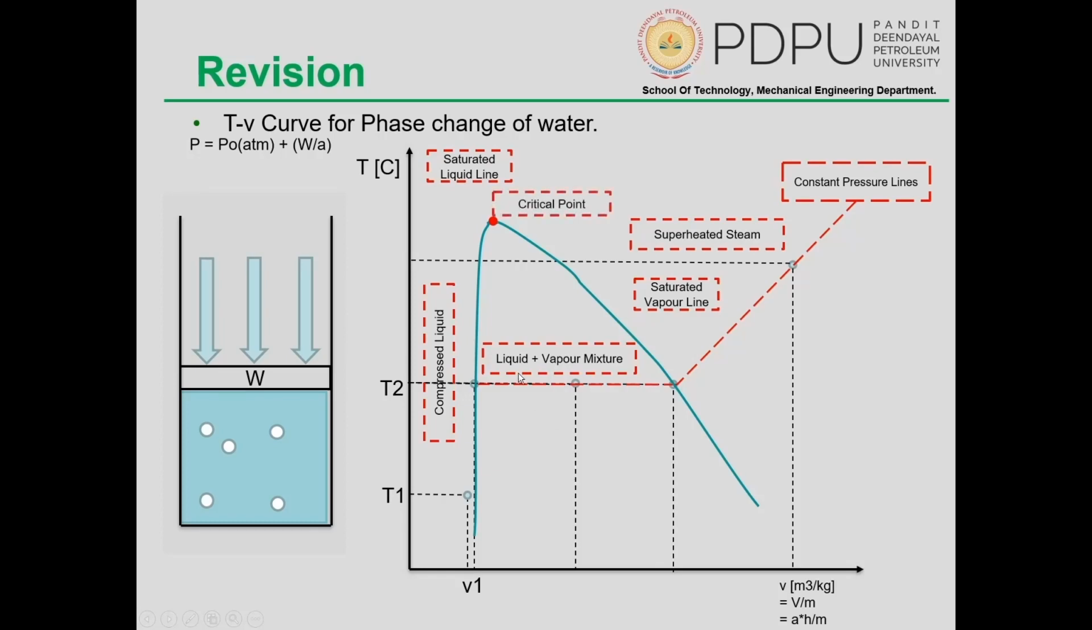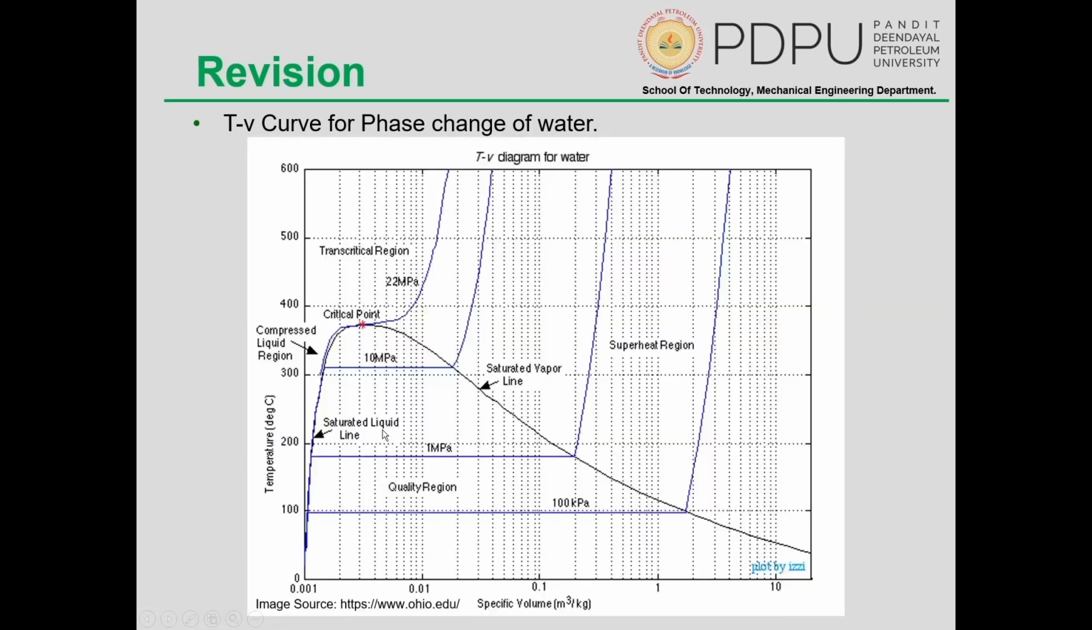Moving further, we also see that these two points converge together and we get a critical point. So what is the critical point? The critical point is the point where the saturated liquid point and the saturated vapor point merge towards one another. Moving ahead, this is the actual T-v curve for water.